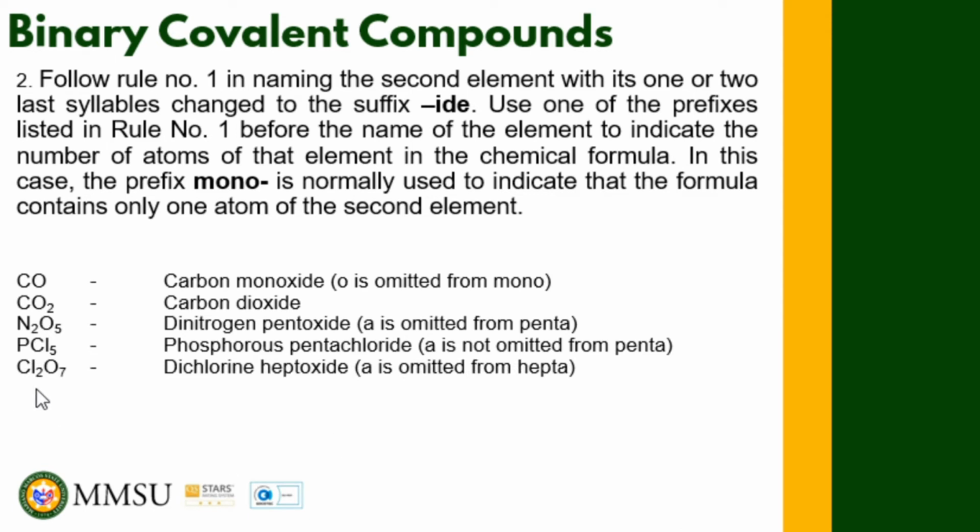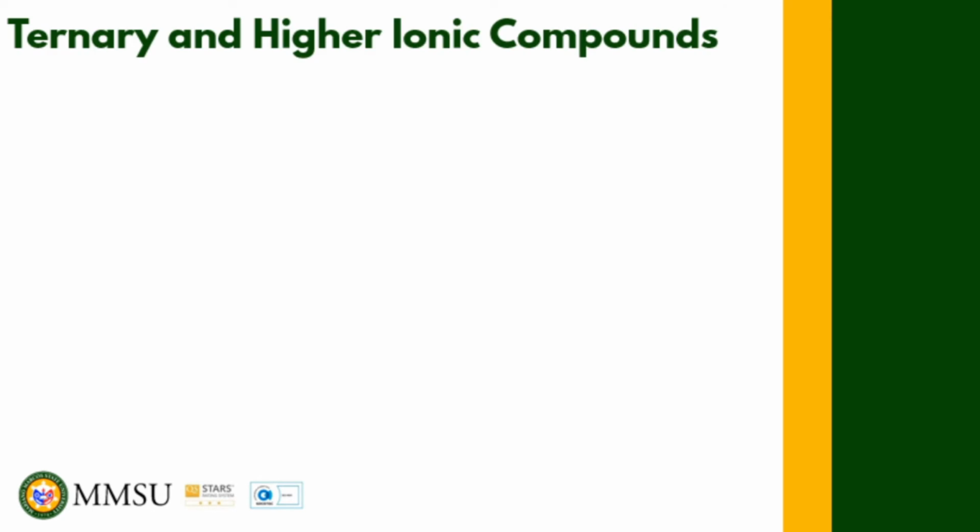Another is Cl2O7. So, yung name nito is dichlorine heptoxide. A is omitted from the hepta kasi yung katabi na naman is a vowel. So, we are now done naming binary covalent compounds.